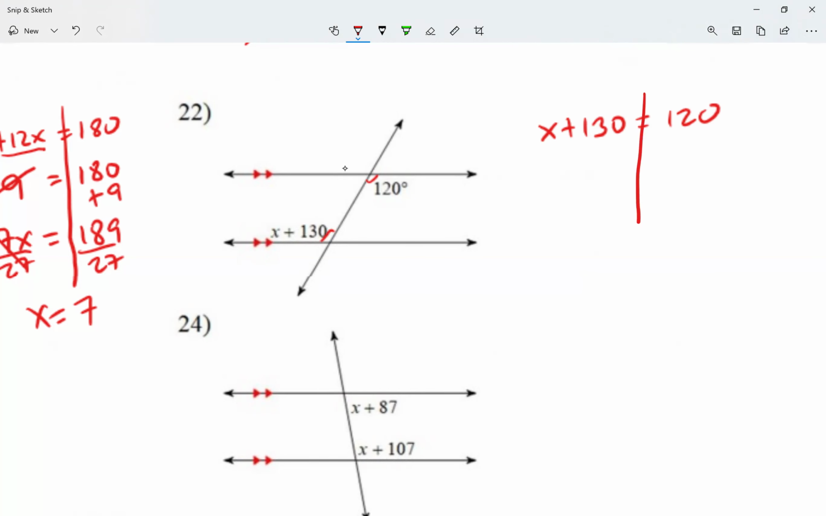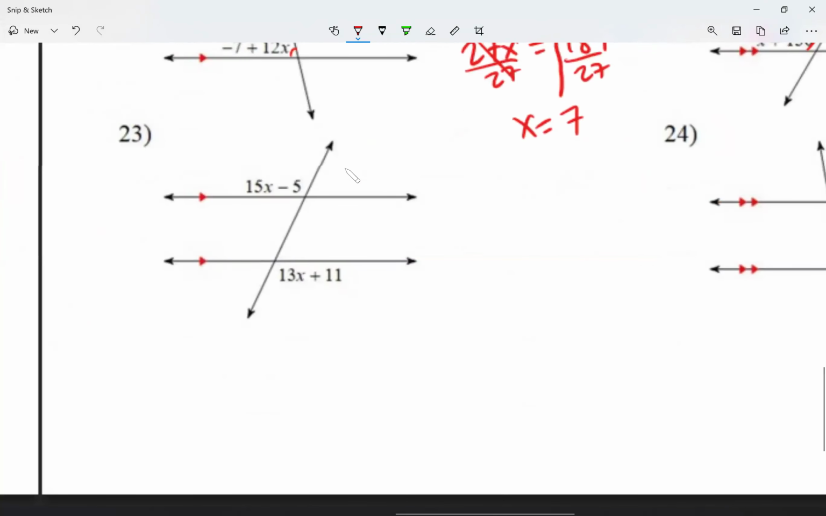Let me separate my sides to the equal sign. This plus 130, let me move it to the other side as a minus 130. Don't forget to switch the sign. So on the left side, I have the x by itself. On the right side, 120 minus 130 is equal to negative 10. So x is equal to negative 10. My answer is just negative 10, just a number. You don't have to type in x equals, just type in negative 10.